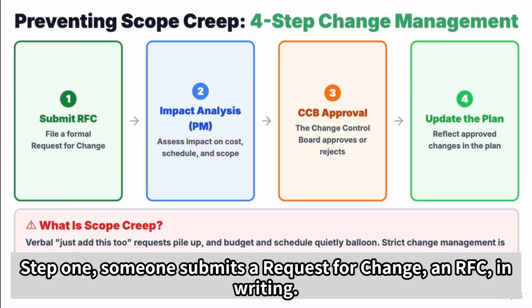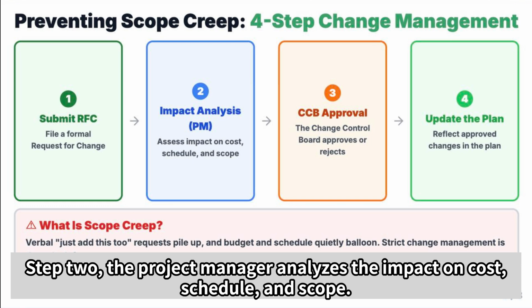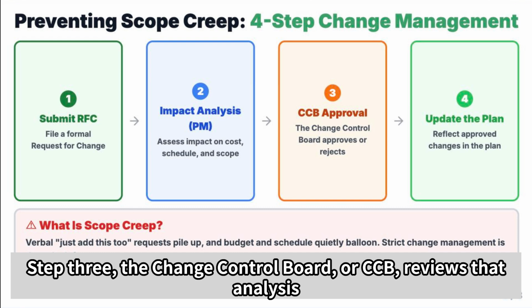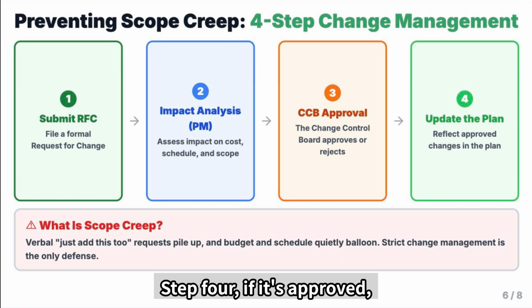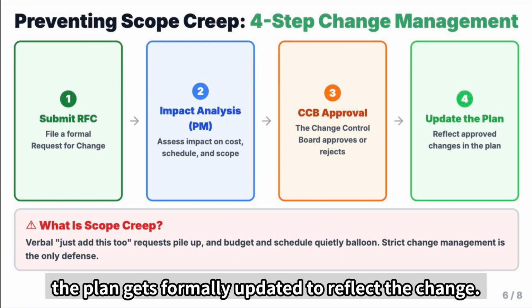Step 1, someone submits a request for change, an RFC, in writing. Step 2, the project manager analyzes the impact on cost, schedule, and scope. Step 3, the Change Control Board, or CCB, reviews that analysis and decides whether the business value justifies approving it. Step 4, if it's approved, the plan gets formally updated to reflect the change.